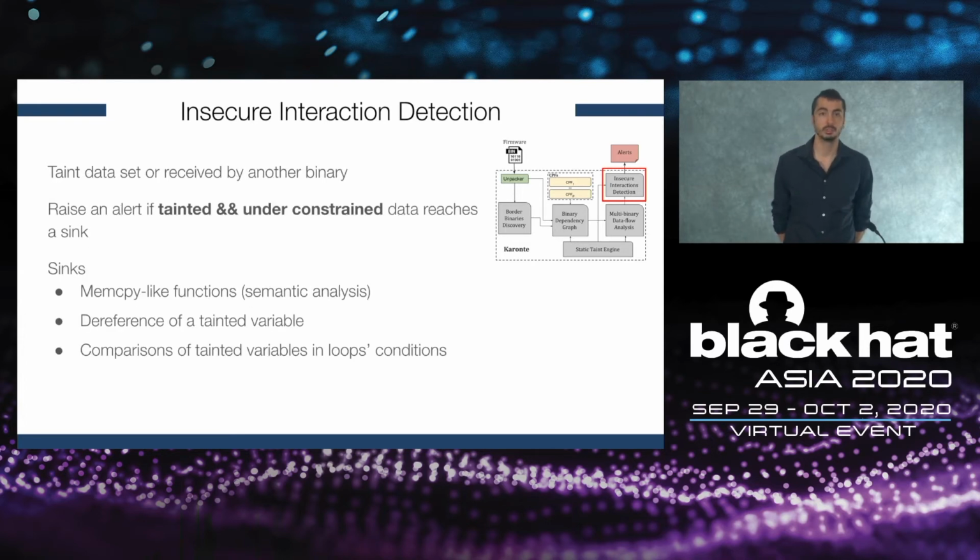In particular, to find vulnerabilities, we taint data that is set or received by another binary, we run a taint analysis, and we raise an alert if tainted and under constrained data reaches the sink. In our work, we consider sinks memcopy-like functions, which means that we consider those functions that are semantically equivalent to memcopy functions. We consider a sink a dereference of a tainted variable, and finally we consider a sink a comparison of tainted variable in loop conditions.